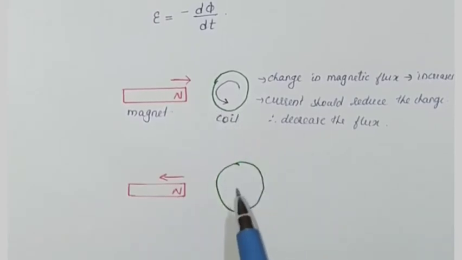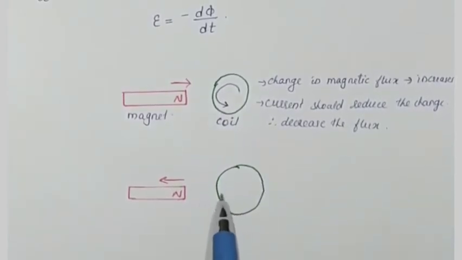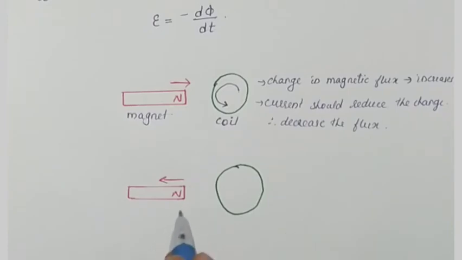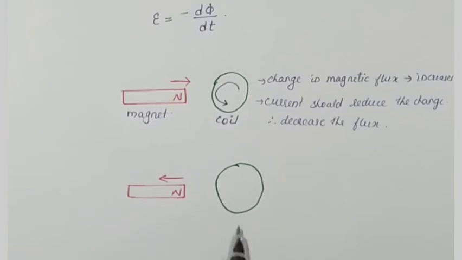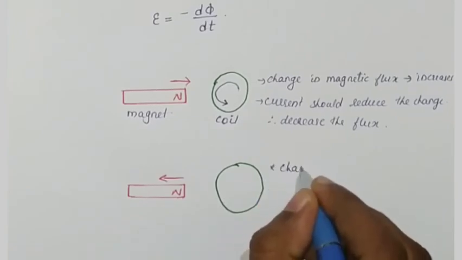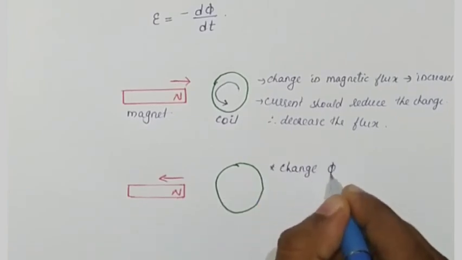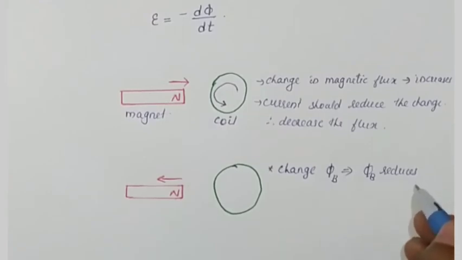Now in a similar way, if we imagine that the north pole of the magnet is taken away from the coil, that is, if we are moving away the north pole of the magnet from the coil, the flux associated with this coil is reducing. So here the change in magnetic flux is that the magnetic flux reduces.